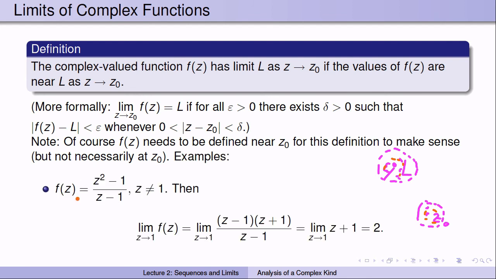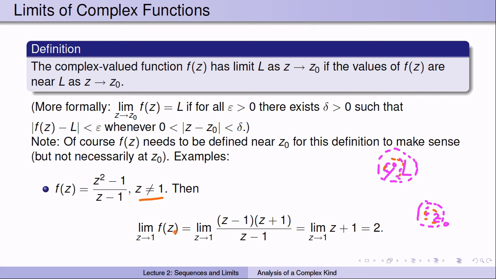Here's an example. Suppose f of z is the function z squared minus 1 over z minus 1. That function is not defined at z equals 1 because I would be dividing by 0. But we could ask, does f of z approach a limit as z gets close to 1? It's a little unclear. Well, let's look at that.